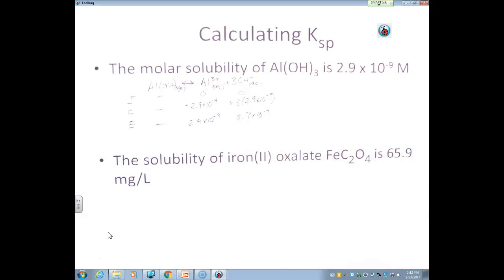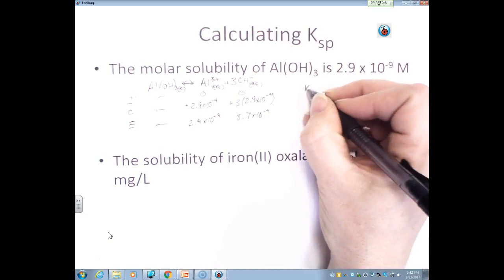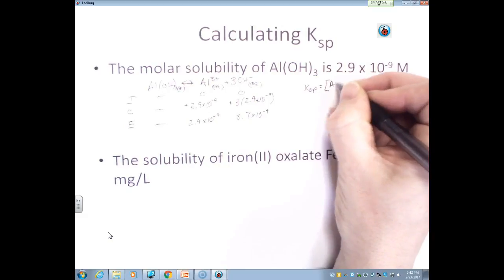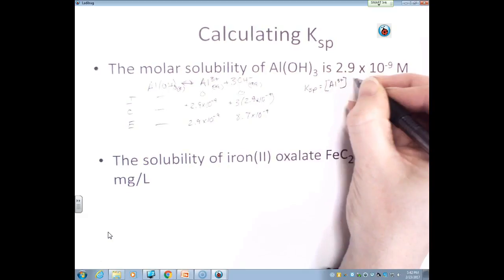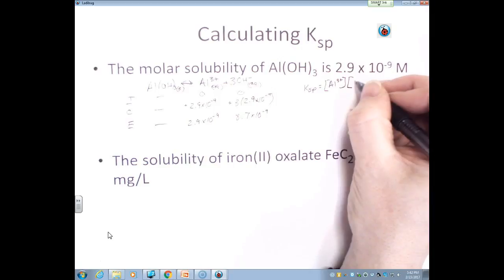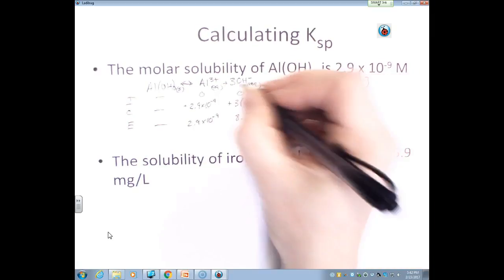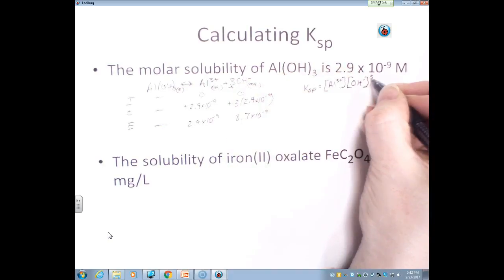What I need to do next is write my equilibrium expression, my Ksp, and that's going to be the concentration of Al3+ times the concentration of hydroxide ions raised to their coefficient power. In this case, the coefficient is 3.